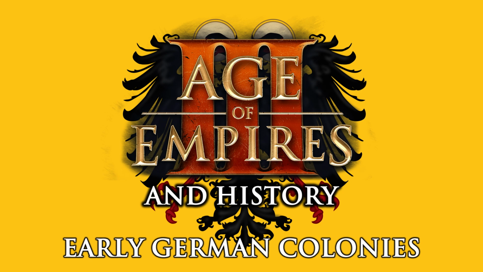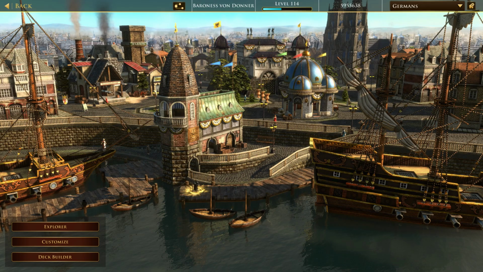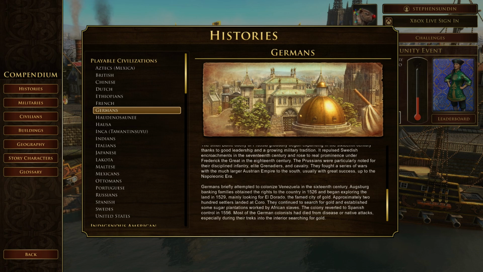And that's what makes part of the Germans' inclusion in Age of Empires 3 so special. The team at Ensemble back in 2005 included the Germans, not the Austrians or Prussians, because of these two small attempts at colonization that touched the New World. The in-game compendium says as much.